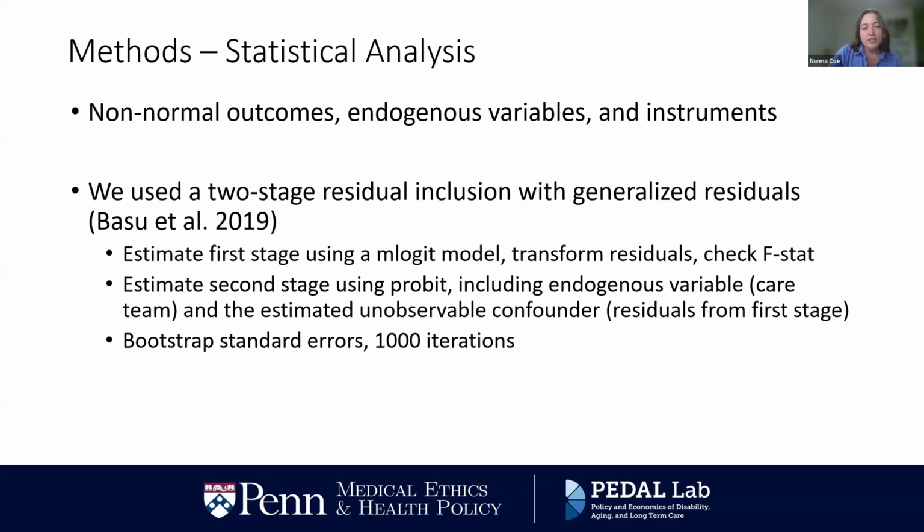We have mostly binary outcomes. We have endogenous variables and instruments. And so instead of running a two-stage least squares approach, we actually use a two-stage residual inclusion approach with generalized residuals. This is how it's done. The main difference in interpretation is that using a two-stage RI approach will give us an average treatment effect, not a local average treatment effect. So just to keep that in mind.